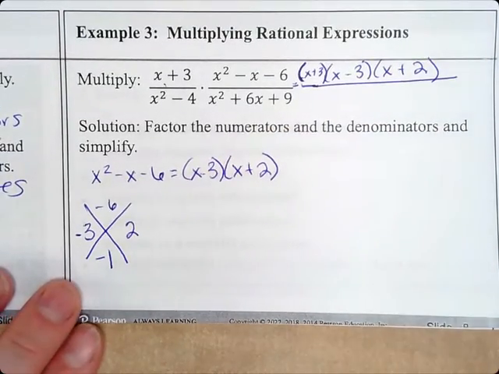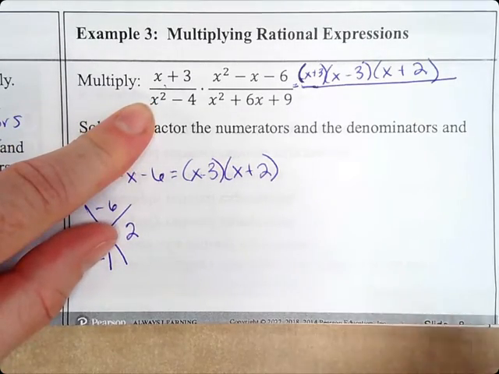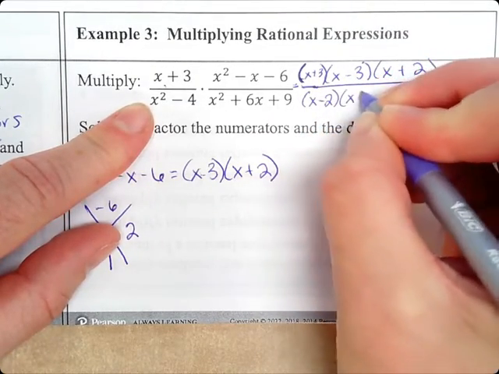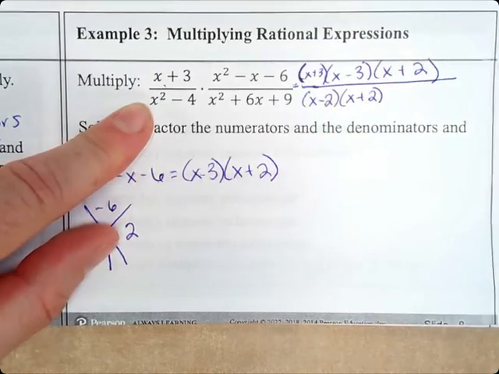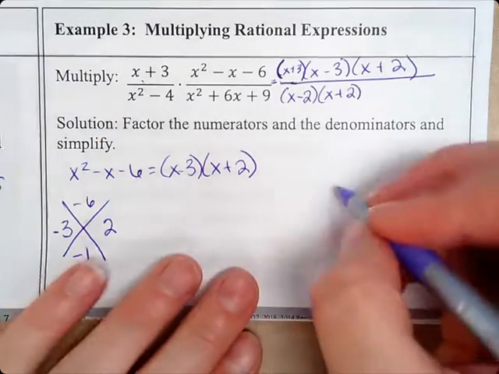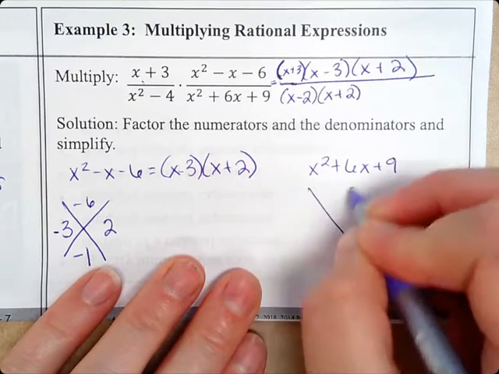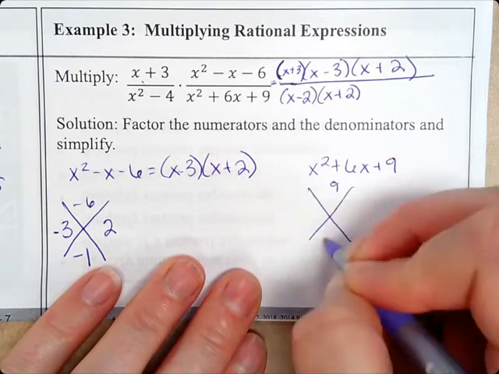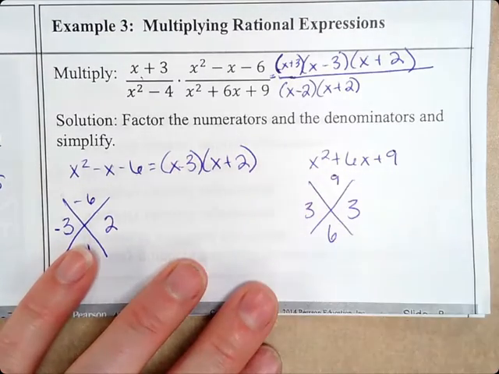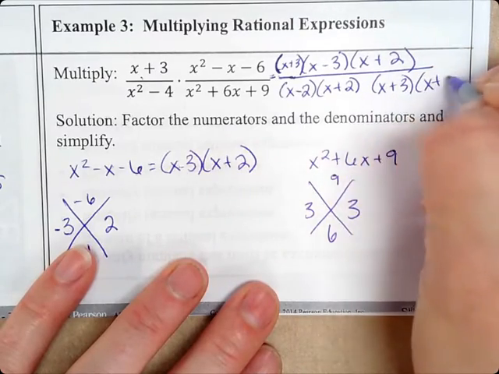Okay, and then we need to do x squared minus 4. So this is that difference of squares. So x minus 2 times x plus 2. And then the next one is x squared plus 6x plus 9. So it gives you a product of 9 and a sum of 6. And I'm going to write them both out.